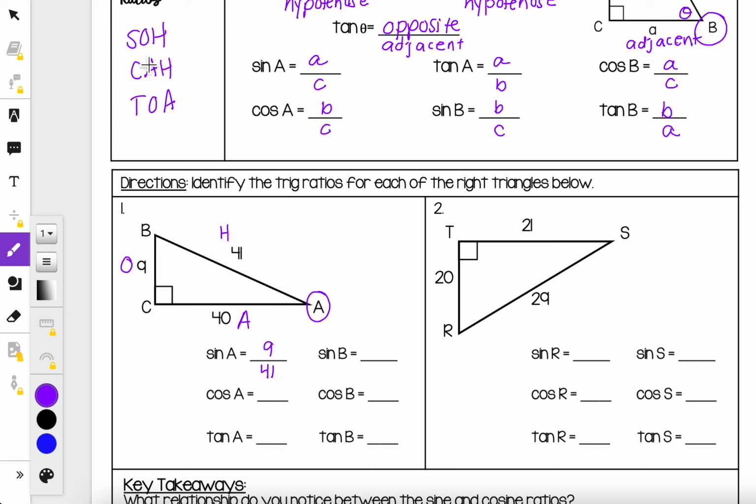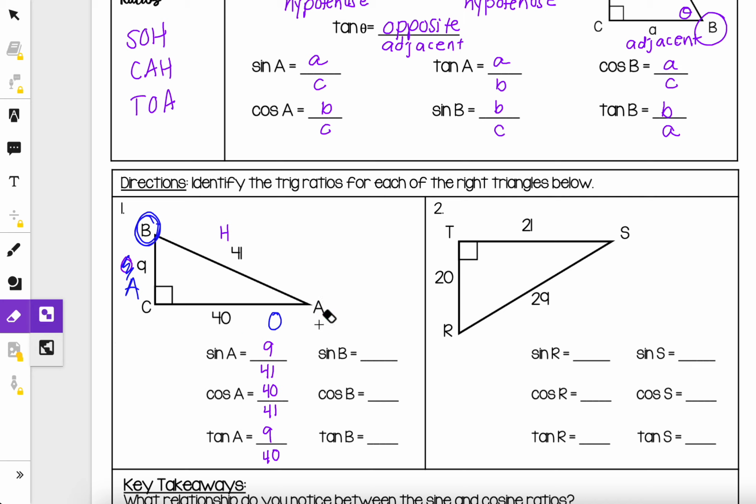Cosine of A is adjacent over hypotenuse, A over H, which is 40 over 41. And then the tangent of A is your opposite over adjacent, 9 over 40. Okay? Now, if I want my reference angle to be angle B, I'm going to circle angle B here. Your hypotenuse stays the same, but now this opposite side becomes my adjacent, and this adjacent side becomes my opposite side, all right? And if you're using a pencil, I like to erase those so I don't get confused.